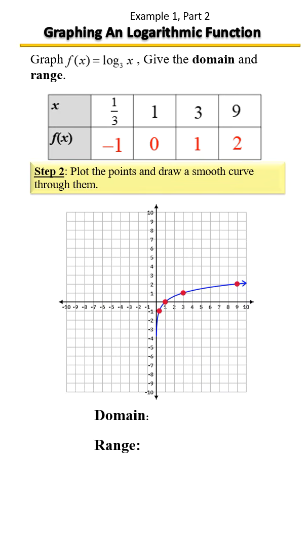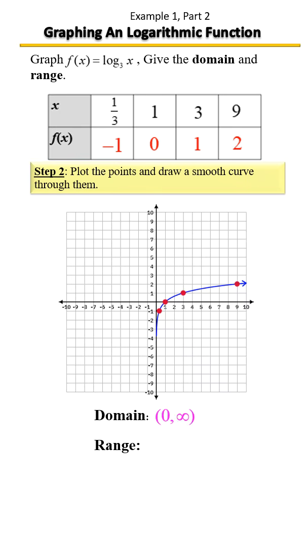Well, for logs, a graph always starts there at 0. Now it does not include 0 because there's a vertical asymptote at x equals 0. So you will put a parenthesis around the 0, and then it's going to go forever to positive infinity because you have that arrow there. So our domain is going to be from 0 to positive infinity.